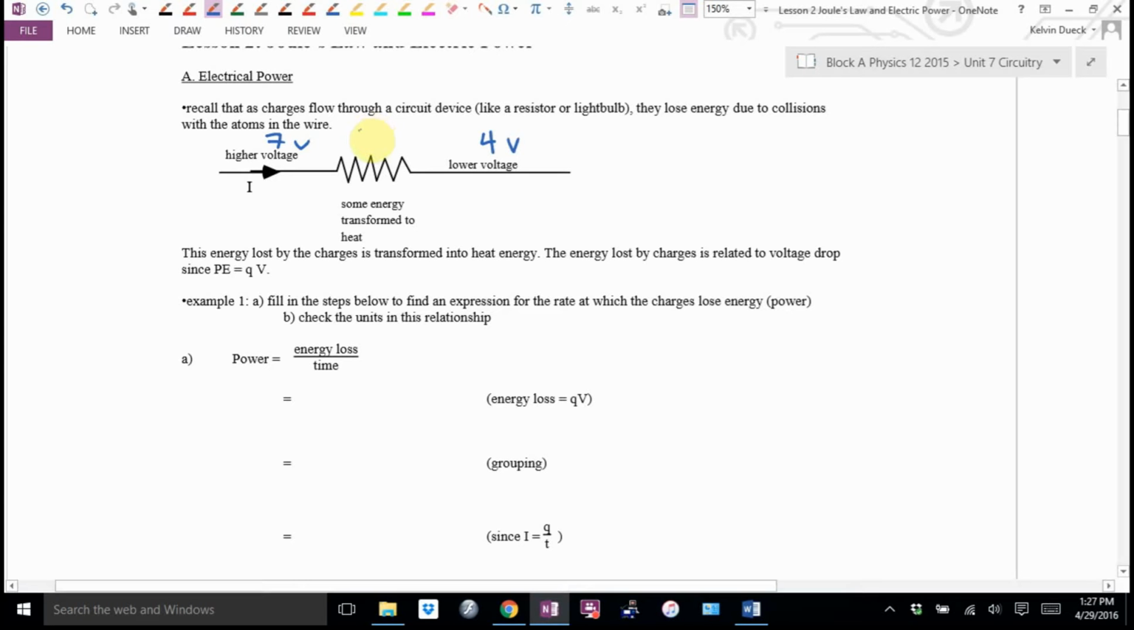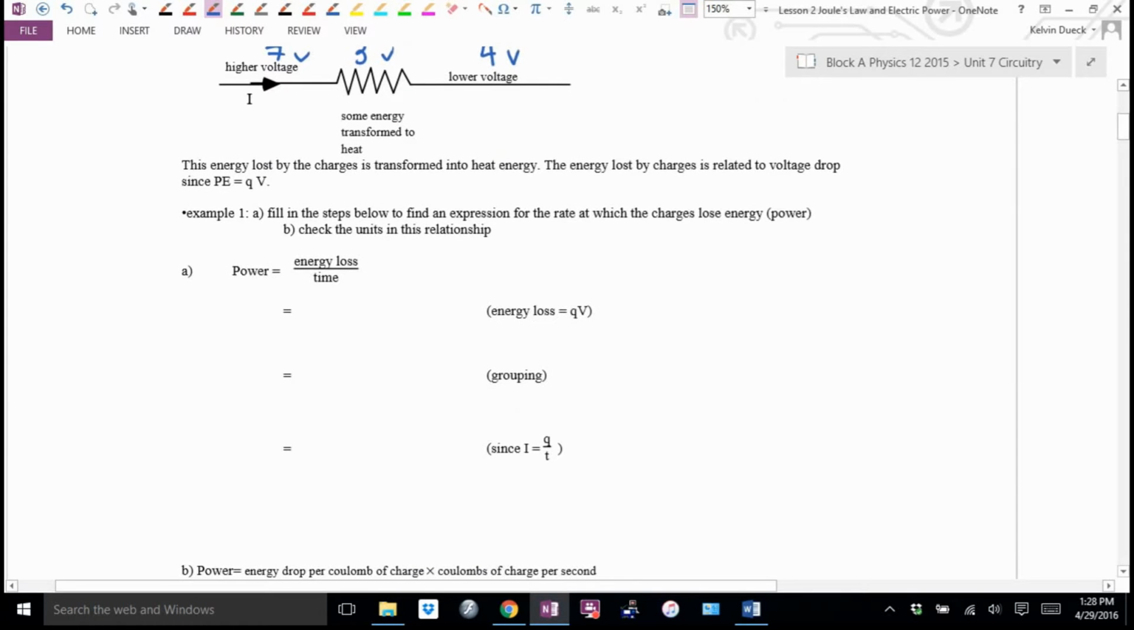By the way, typically in a circuit, we only label the resistor. We don't label the 7. We don't label the 4. You'll find we're just interested in that 3. Well, if we lost voltage, that means we lost energy per coulomb. We lost energy. We did work. That energy is transformed into heat energy, and it's related to the voltage drop because potential energy is QV.